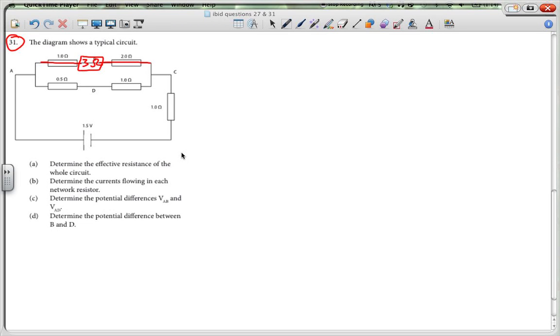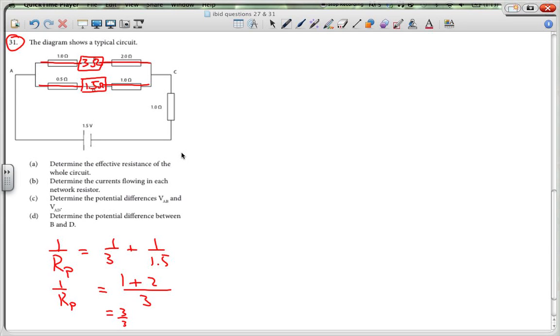Because they're in series, we can just add them up. Same here, 1.5 ohm between these two. And therefore, if I work out the resistance for the parallel, I can do it down over here. 1 over R for the parallel will equal 1 over 3 plus 1 over 1.5. So our common denominator is going to be 3, 1 plus 2. And so 1 over RP is equal to 3 over 3.